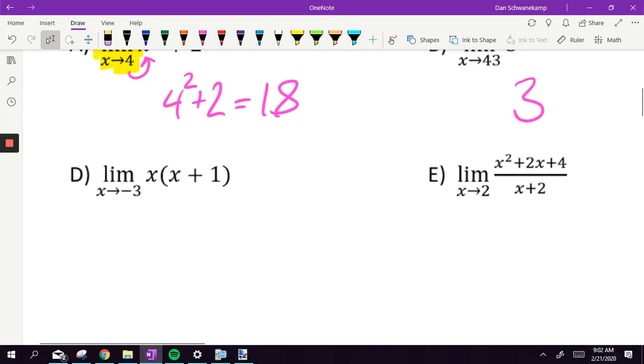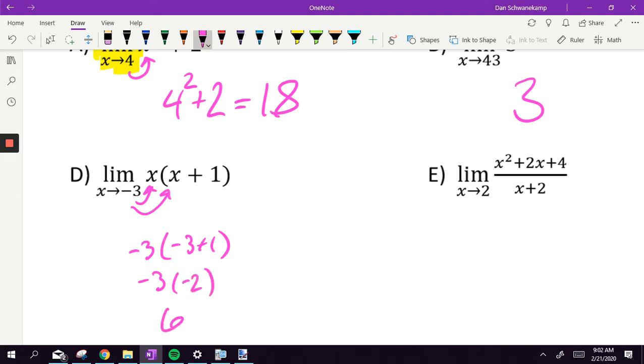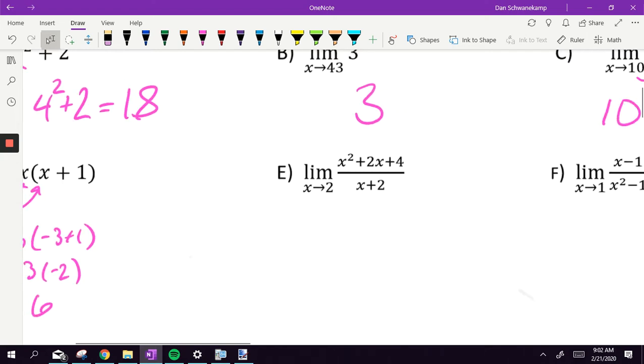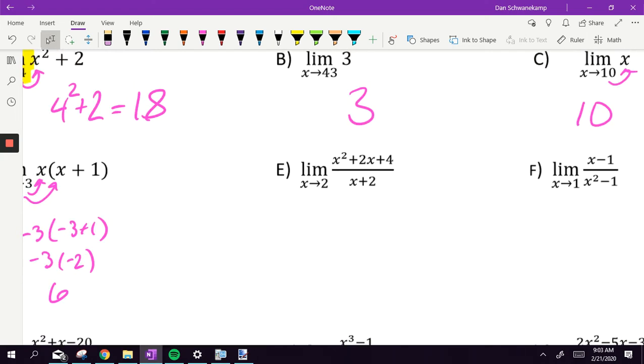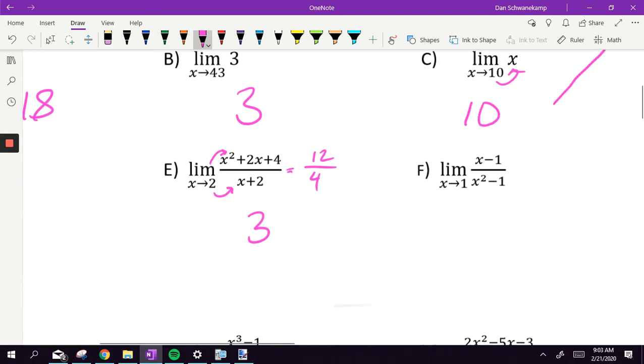Letter D. Not any tougher. We'll take -3 and plug it in. -3 times -3 plus 1. -3 times -2. It's 6. Try letter E. Show me your fingers on E. Getting lots of 3s. None of this is tough. Hopefully you're getting good at this. If I plug in 2 on top, you're going to get 12. If I plug in 2 on bottom, I get 4. 12 divided by 4 is 3. Wonderful.